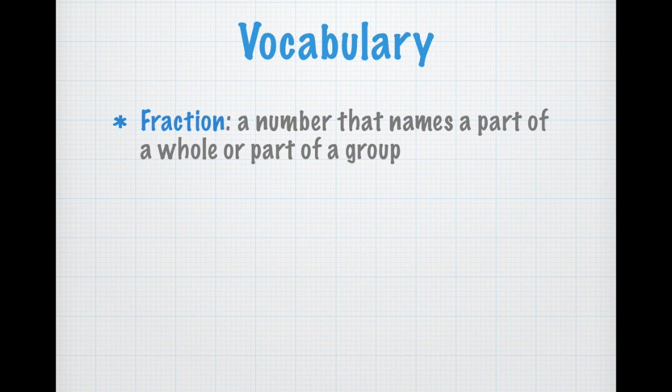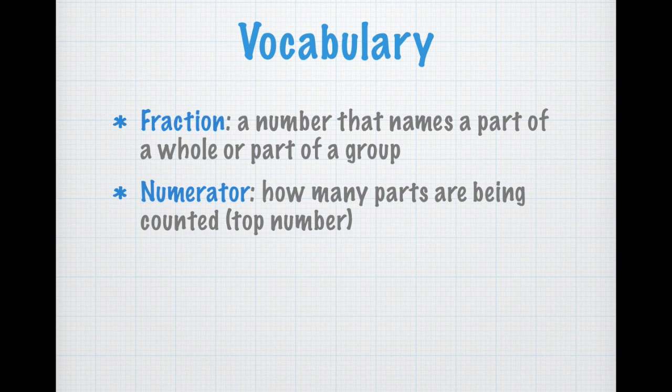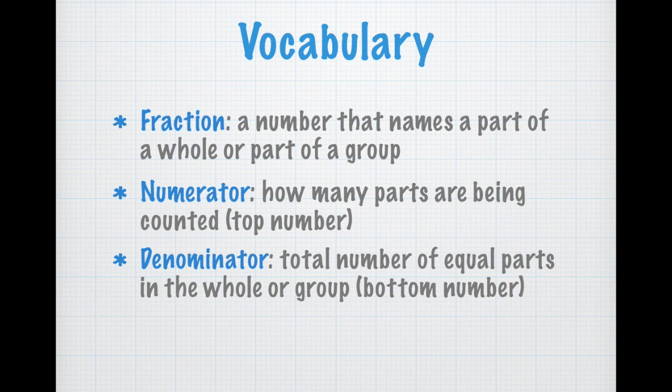A fraction is a number that names a part of a whole or part of a group. A numerator tells you how many parts are being counted, and it's the top number in the fraction. The denominator tells you the total number of equal parts in the whole or the group, and that's the bottom number.